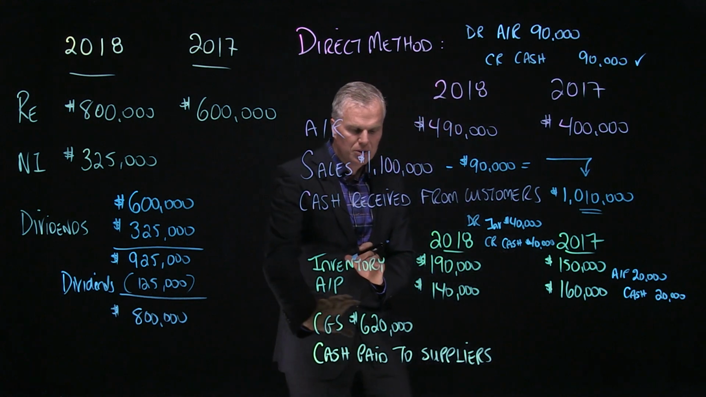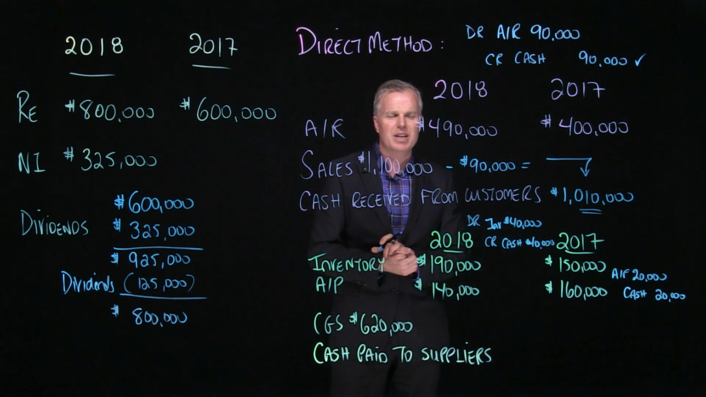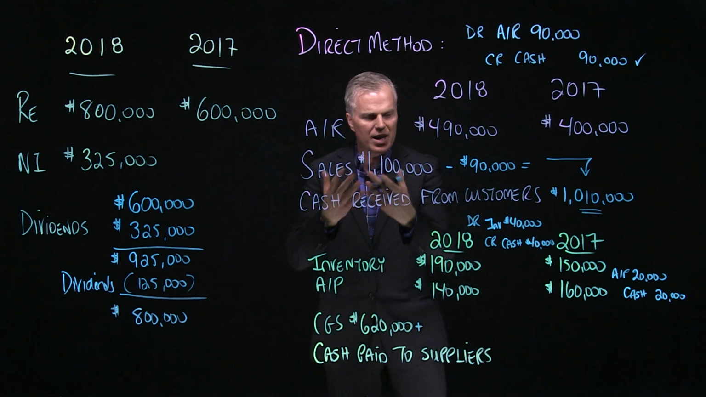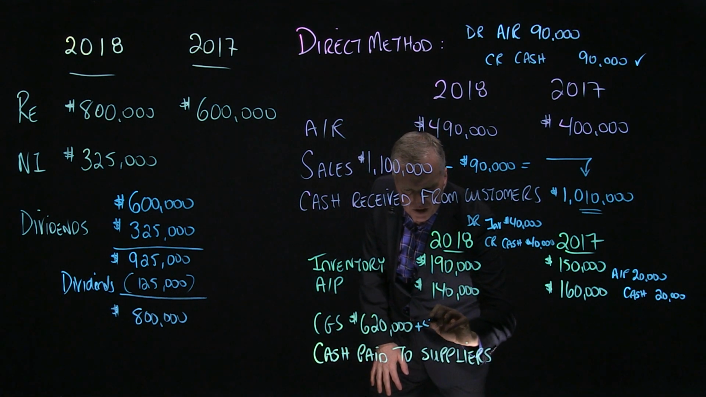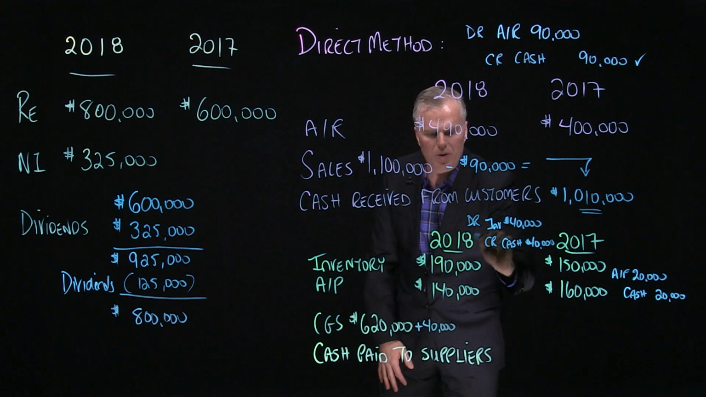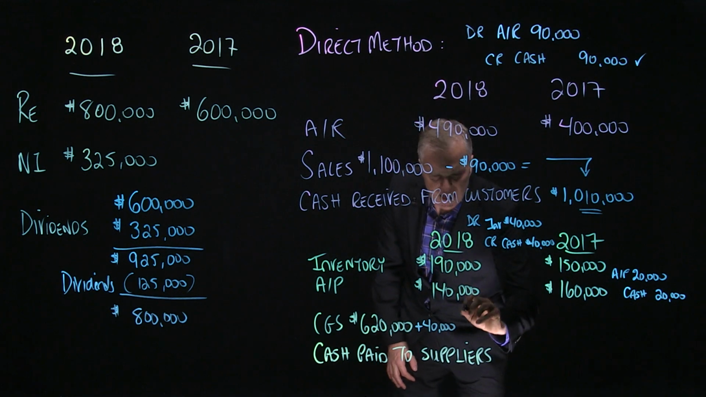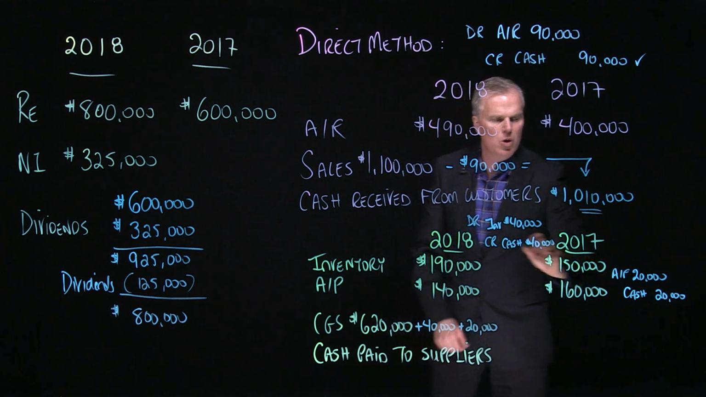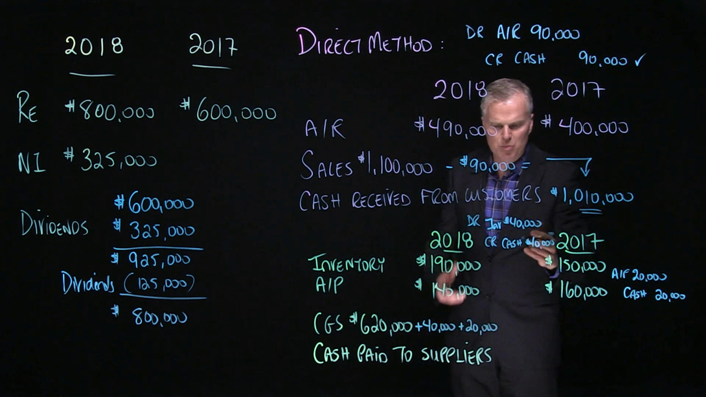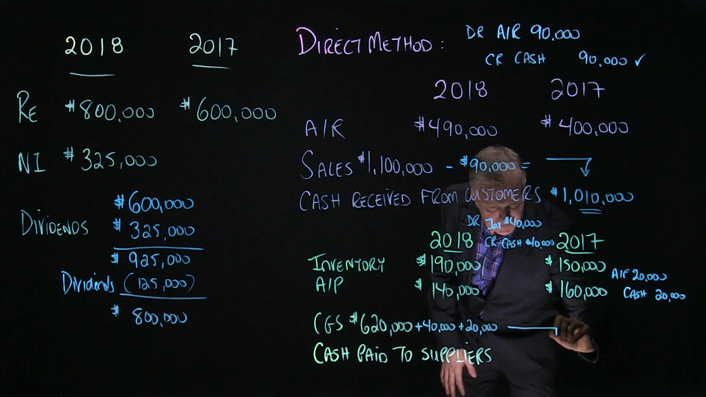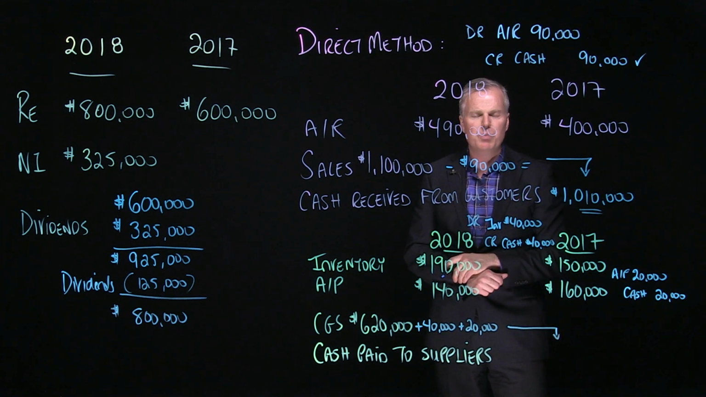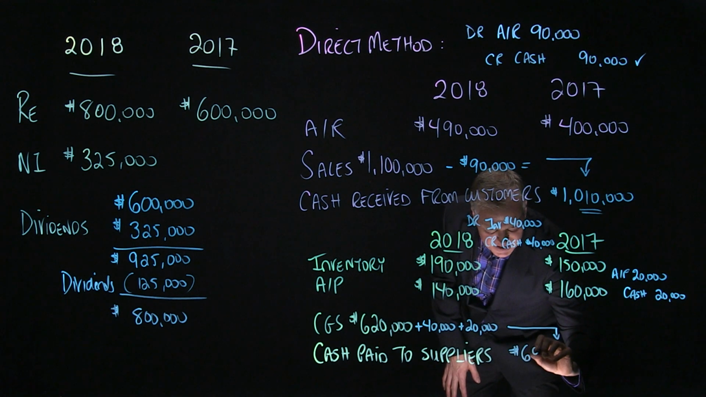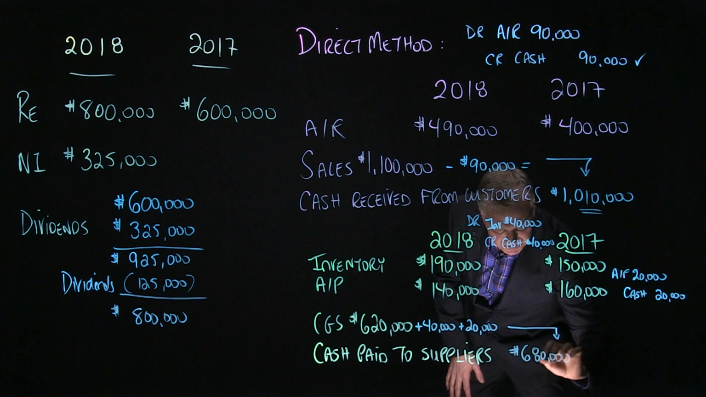Well, we start with our cost of goods sold of 620,000. Because this is money going out, we're going to add 40,000 to this for the inventory. We're then going to add 20,000 for the accounts payable. Put it all together, and cash paid to our suppliers will equal 680,000.